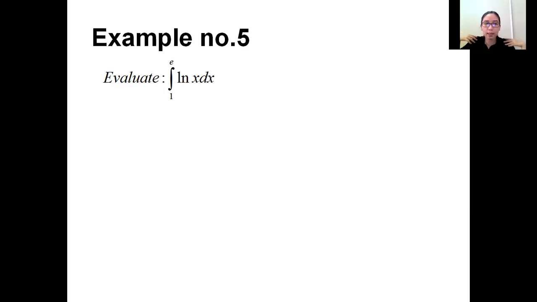So remember that e and pi are constants, okay? You can look into your calculator for the values of e and pi. So now, let's evaluate the integral of ln x dx from 1 to e.